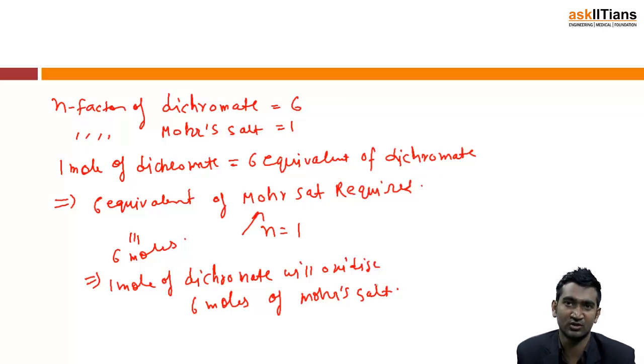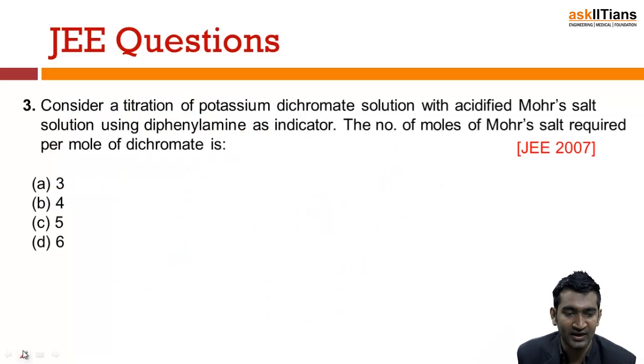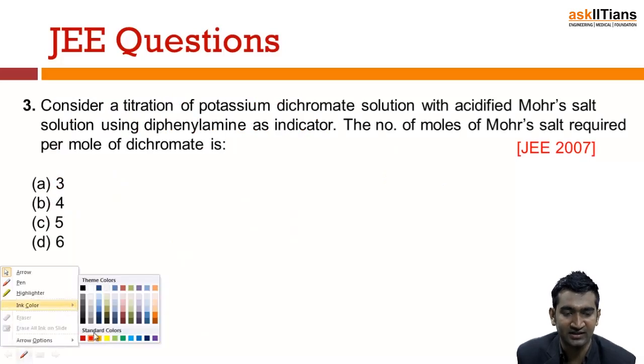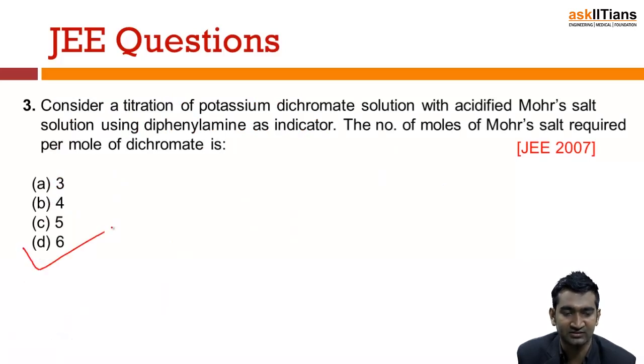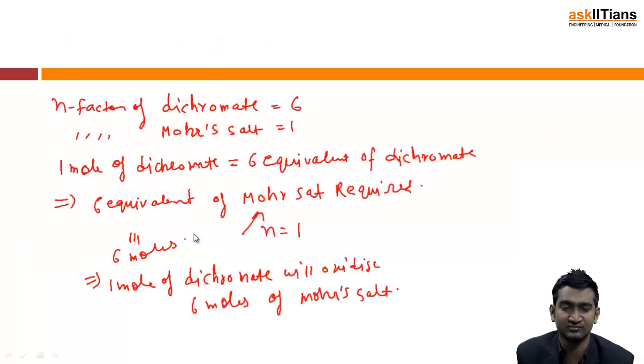6 moles of more salt. So this question was solved according to the basic fundas of what equivalent weight is. So the answer would be 6. Here is your answer. So D is the correct answer for this, guys. Let's move on to the next question.